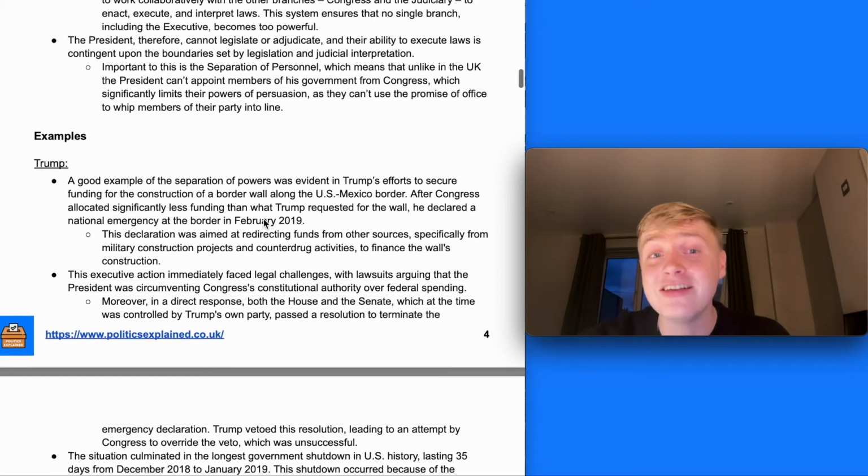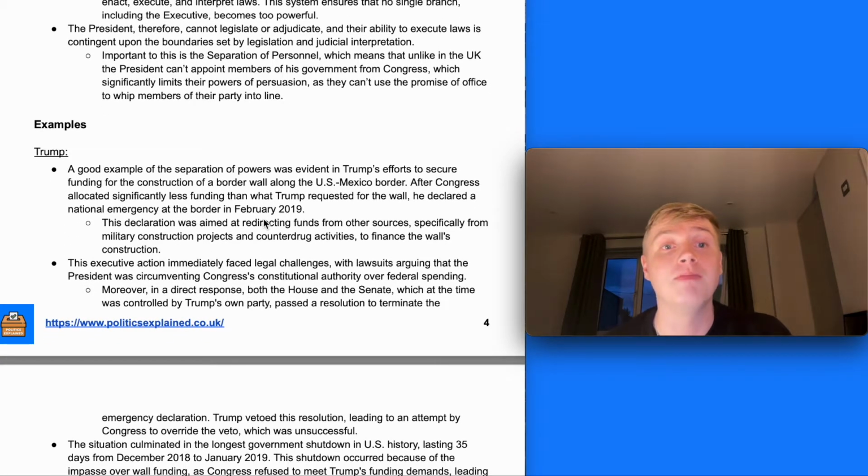So the president can't legislate or adjudicate, and their ability to execute laws is contingent on the boundaries set by legislation and judicial interpretation. And key to this is also the separation of personnel, which means that the president can't appoint members of his government from Congress, which really limits their powers of persuasion over legislation, as they don't have the power of patronage that the UK Prime Minister does.